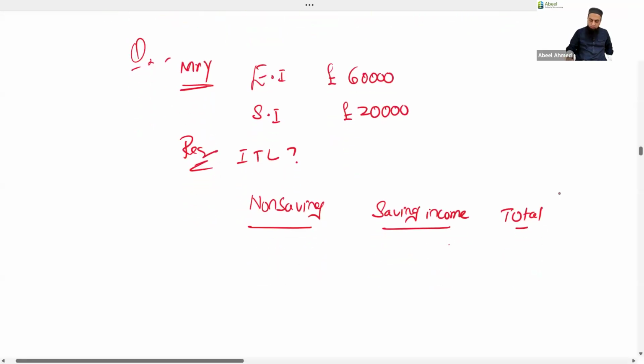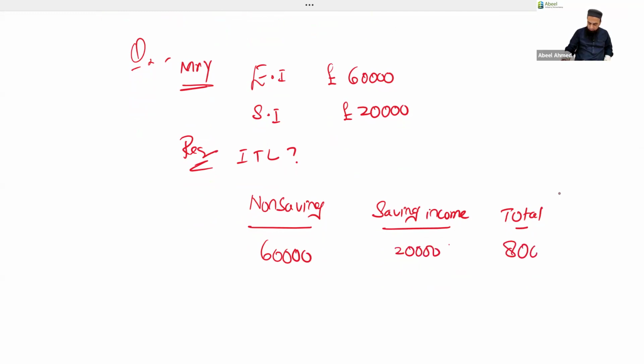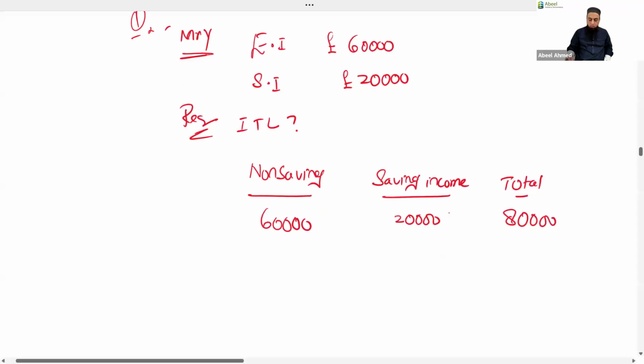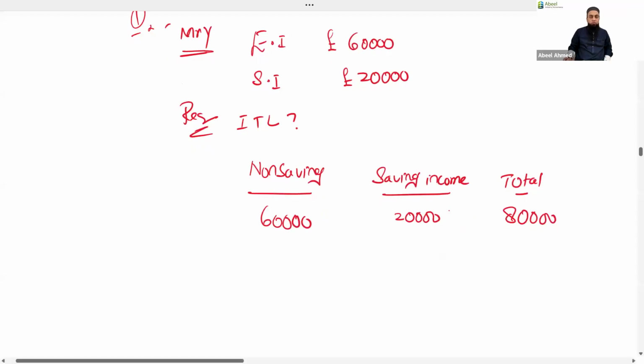I'm just writing directly to save time. Employment income is your non-saving income, 60,000. Saving income is 20. The total comes to 80. Personal allowance, first you need to deduct personal allowance from the non-saving income. If you do not have, then obviously I'll go for saving income. Even if I don't have saving income, then I'll go for dividend income. Personal allowance 12,570.